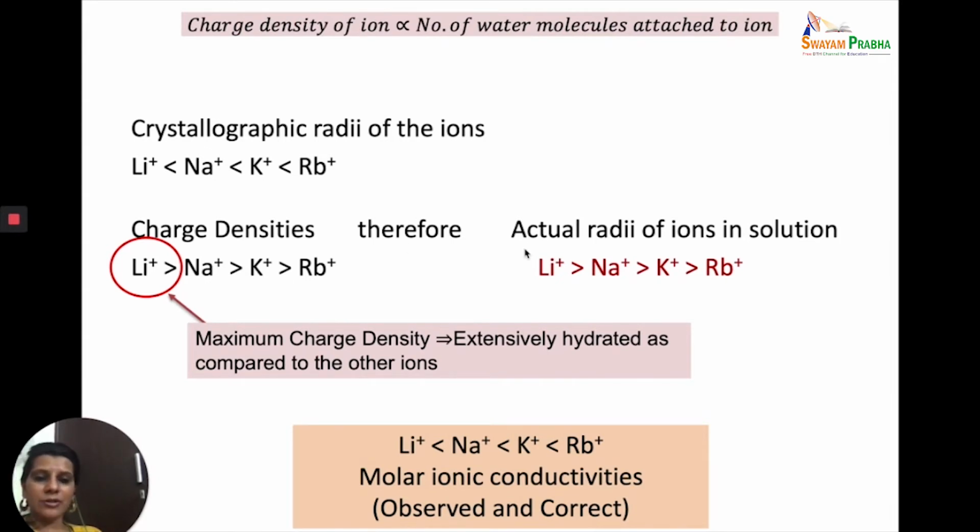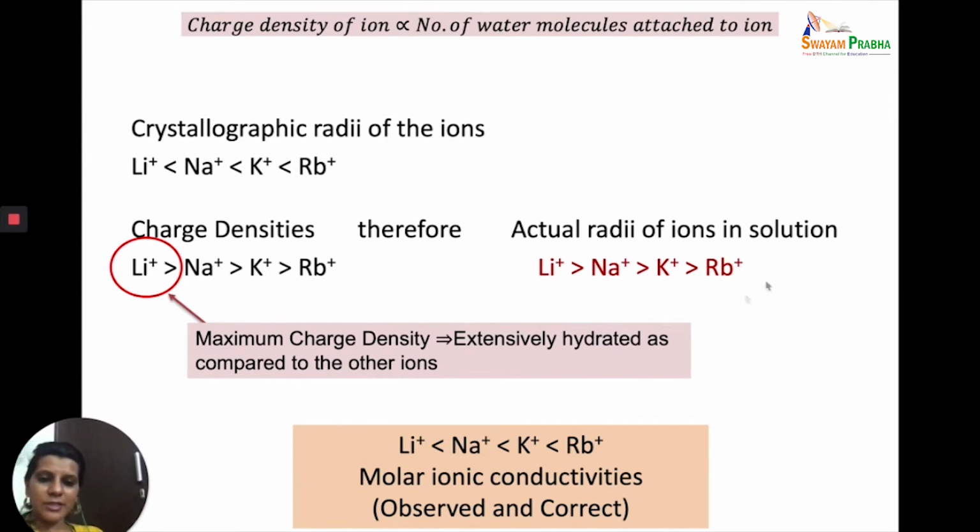Therefore, the actual radii of the ions in the solution, with the water molecules or solvent molecules attached to them, would be in the order that the lithium ion is most solvated and therefore would have a radius in solution which is much higher than the other ions. So the actual radii of the ions in the solution will be in the order of Li+ more than Na+ more than K+ more than Rb+, which is what was predicted by Stokes' law. So it is completely correct, but it has to be explained on the basis of solvation.